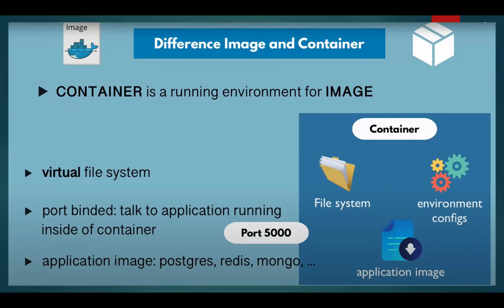Then virtual file system: you need not have specific hard-coded files. Everything is going to be virtual. Port binding will come to this one. Port binding basically says that if an application is running on port 5000 and you want to run your application on port 2000 or 3000, with port binding you can do it. You can bind your application from 4000 to 2000, 3000, whatever port number you want.